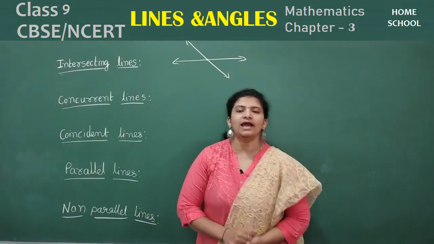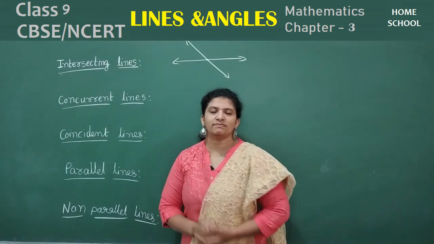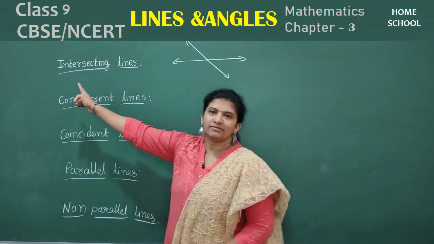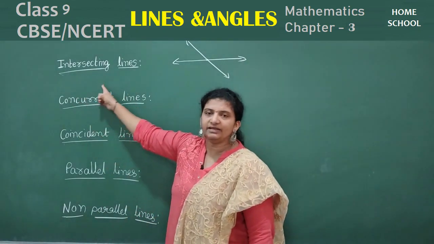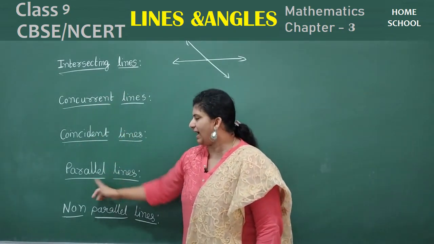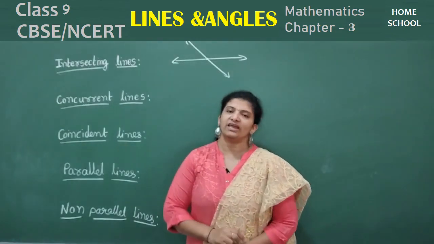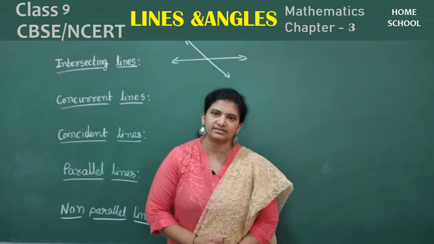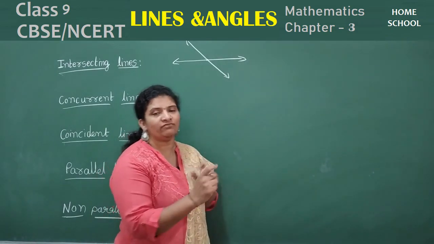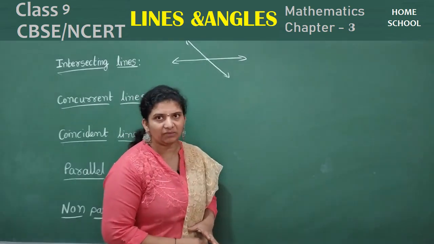Let's see the types of lines here, children. We are going to know this by taking a pair of lines. Pair means two, right? So, types of lines we see here are intersecting lines, concurrent lines, coincident lines, parallel lines, and non-parallel lines. So first, when we talk about intersecting lines, you remember, children, you know what is a line? Yes, there is no end for this, and arrowheads indicate it extends indefinitely, right?